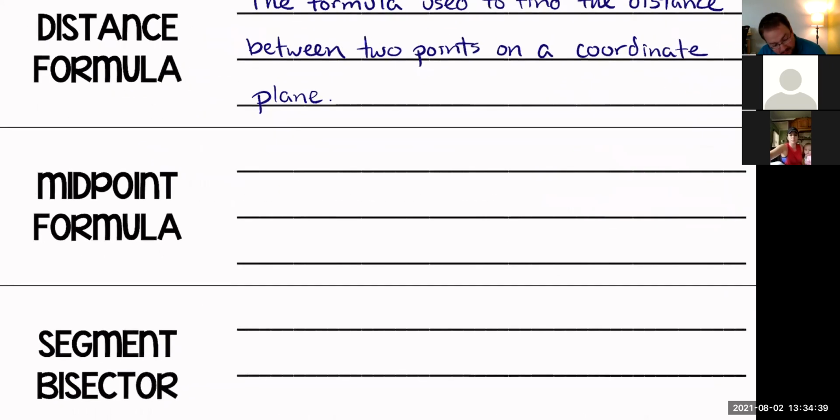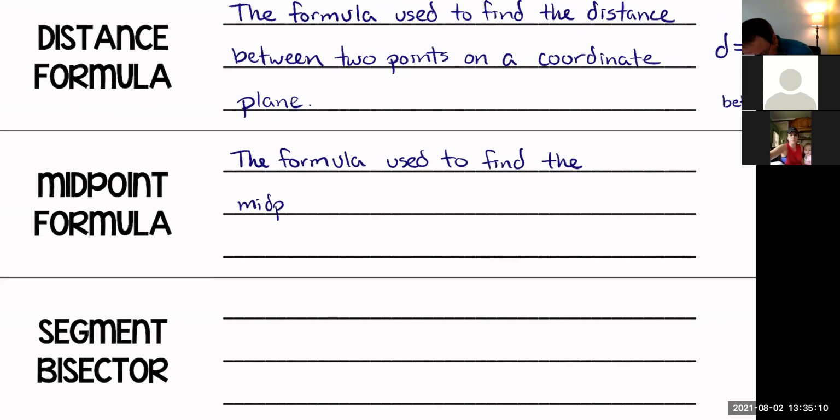Next one here is referred to as the midpoint formula. This is the formula used to find what's known as the midpoint between two endpoints. I'll explain that here in just a moment. So what I use the definition with a term that actually is part of the term itself, midpoint. Any guesses as to what a midpoint is?